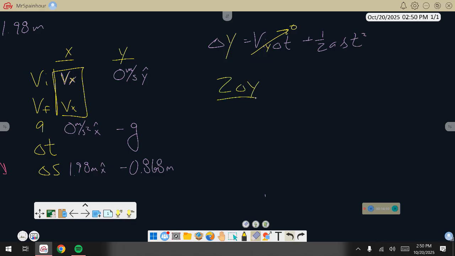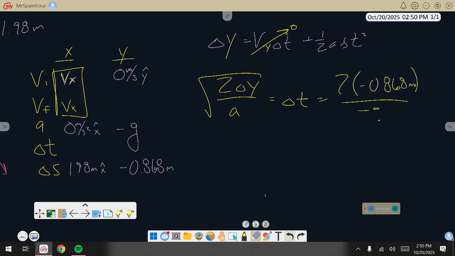I get 2 times delta y over a. Square root gives me delta t. Plugging my numbers in, I get 2 times negative 0.868 meters divided by acceleration, which is negative g, square root. Right here, by the way, is where you would screw up if you had left that positive, because you'll notice you would have ended up with a negative under the square root, which would tell you, hey, this is a no-go, this is not okay. So that would let you know you need to fix that.